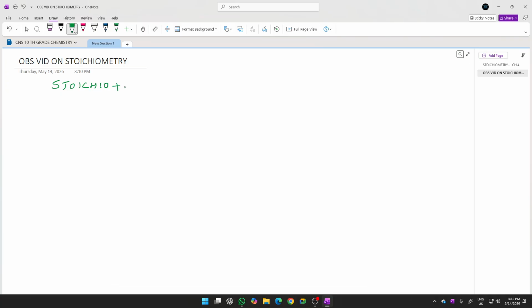First of all, stoichiometry is a word which can be split into stoichio and metry. Stoichio means elements in the Greek language, and metry means measuring. Putting these two words together, stoichiometry means it's a science of calculating the quantities.